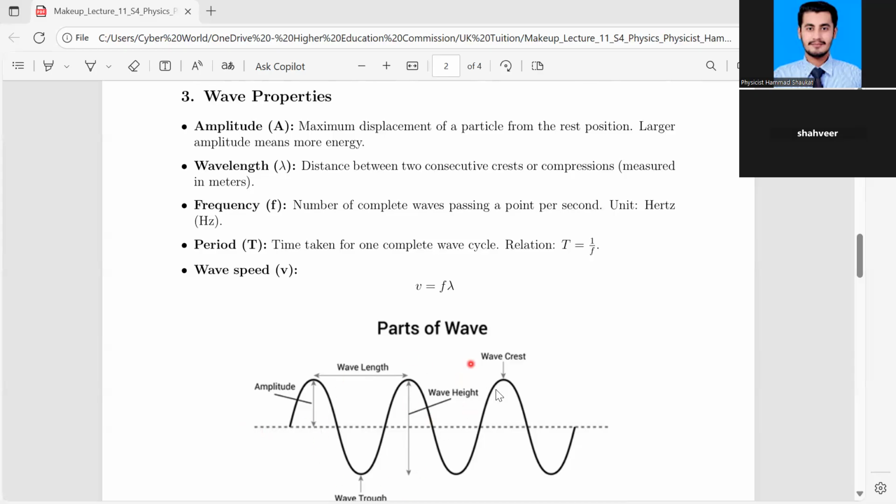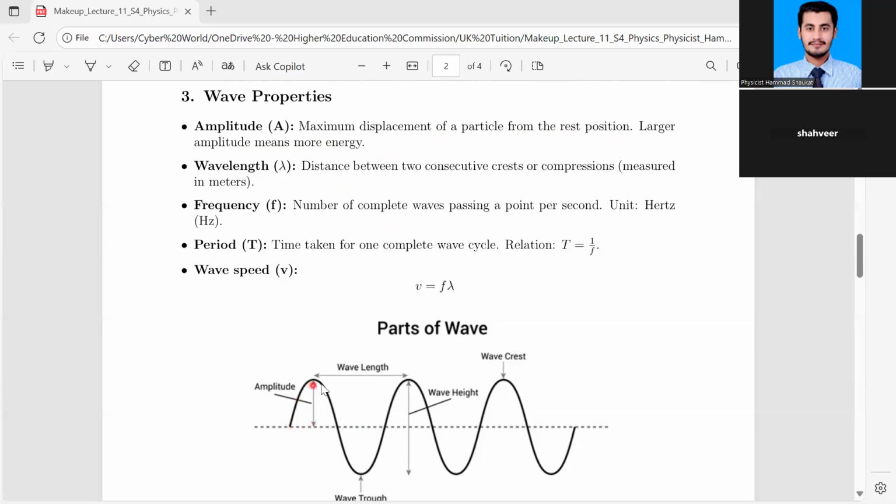Can you tell me this figure is an example of a transverse wave or a longitudinal wave? Transverse. Yes, transverse, because you can see the wave is propagating to and fro, 90 degrees to the direction of propagation, and this is the direction of propagation. Every point on the direction of propagation is basically the mean position, or you can say the rest position. What is amplitude? Amplitude is the maximum displacement from the rest position.